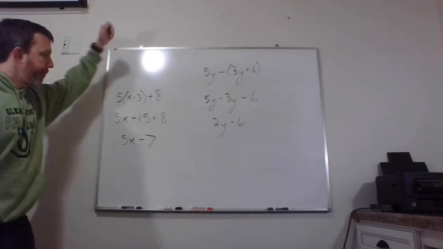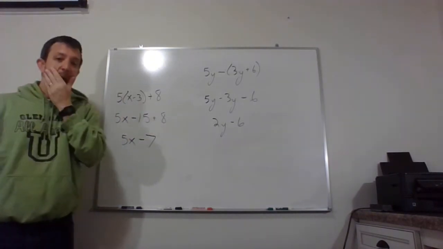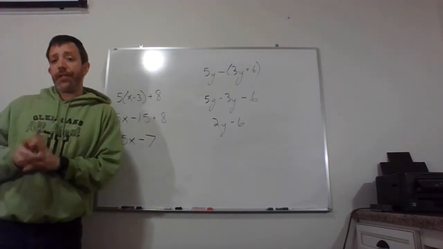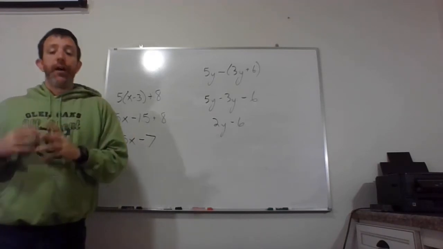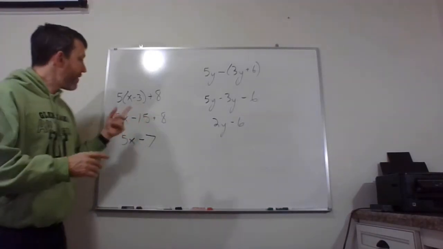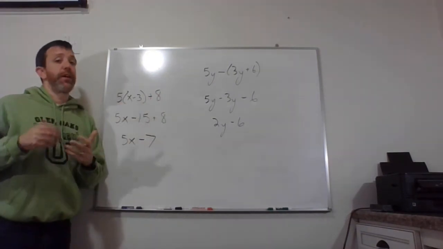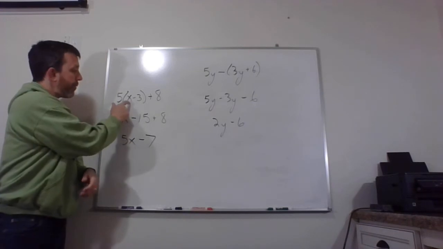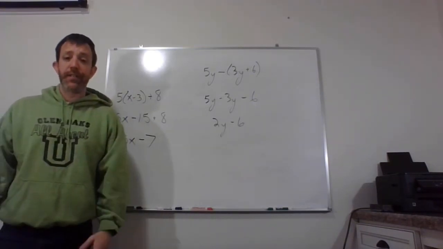So here we go. 5 parentheses x minus 3 plus 8. All right, so now we have parentheses. We talked about this a little bit in the last chapter. Eventually we want to solve and find x. Again, this is not going to happen here because we don't have an equal sign, but we're heading there. So we're going to want to find x, but it's buried inside of these parentheses.